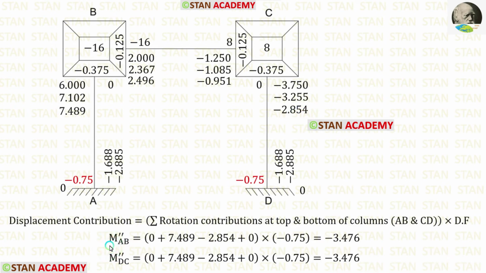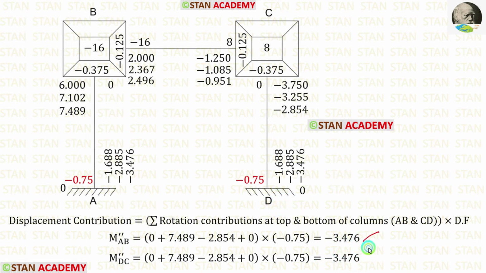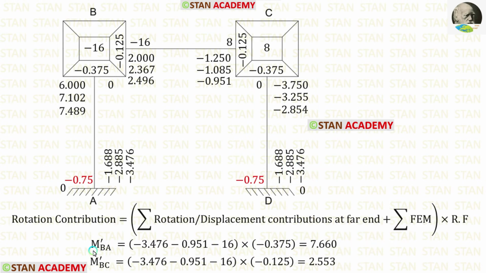Now let us find M-AB and M-DC. For that we have to add these two values and then multiply with the displacement factor. When we do that, we are getting minus 3.476. Let us apply these values. Now let us start the fourth iteration.